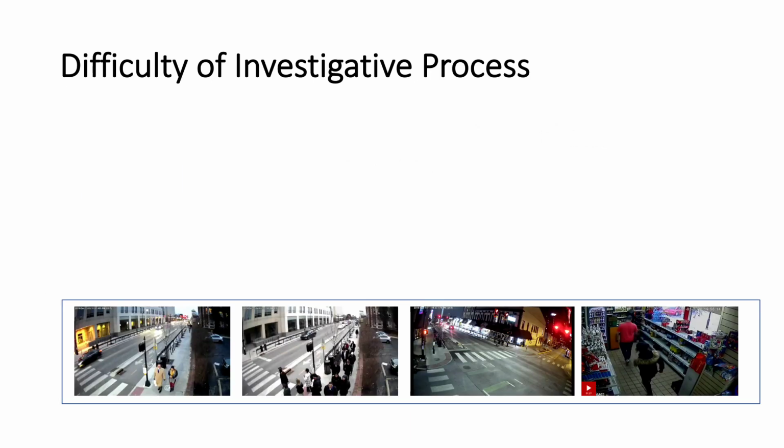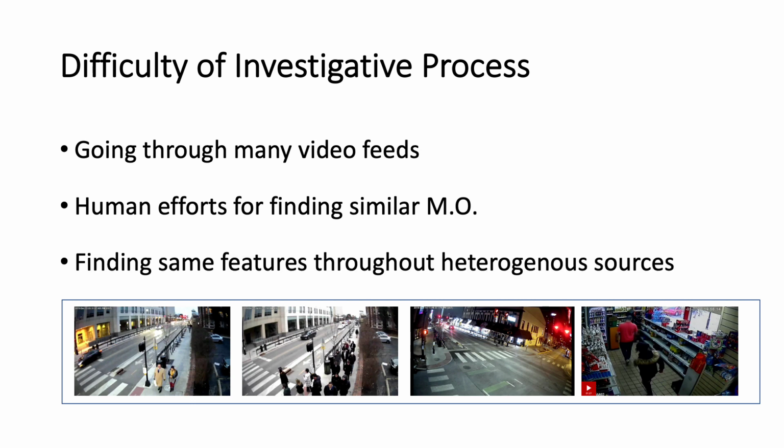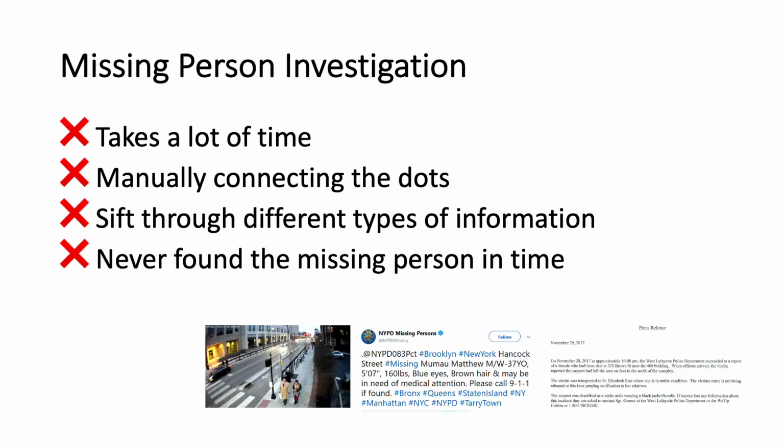This investigation process entails manually going through a large number of video feeds. Police officers have to manually find similar cases if abduction or crime is involved. They have to rely on human capabilities to figure out the same features through many different data sources. This is a difficult, manual process that requires sifting through different data for many hours on a whiteboard, and even worse, not finding the person in time to save them.